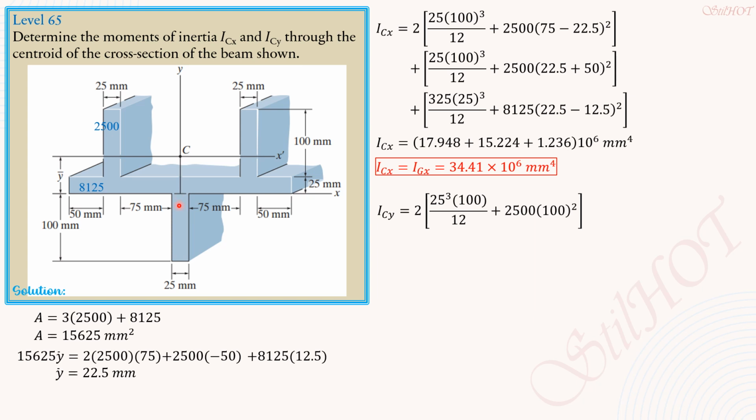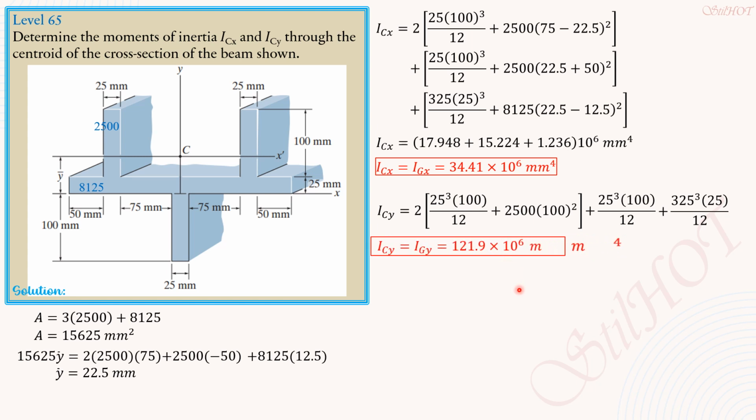Then plus for this rectangle with respect to the centroidal y-axis, 25 cubed times 100 over 12. Then for this rectangle with respect to the centroidal axis, it is 325 cubed times 25 over 12. Base cubed, height is 25, then over 12. Combining, ICY equals IGY equals 1 to 1.9 times 10 to the 6 mm to the fourth.